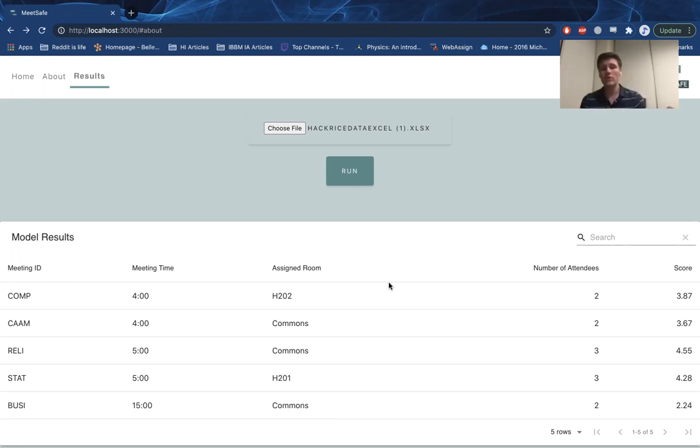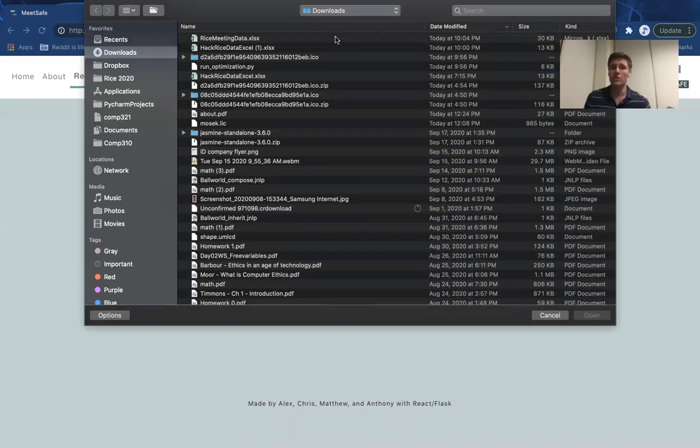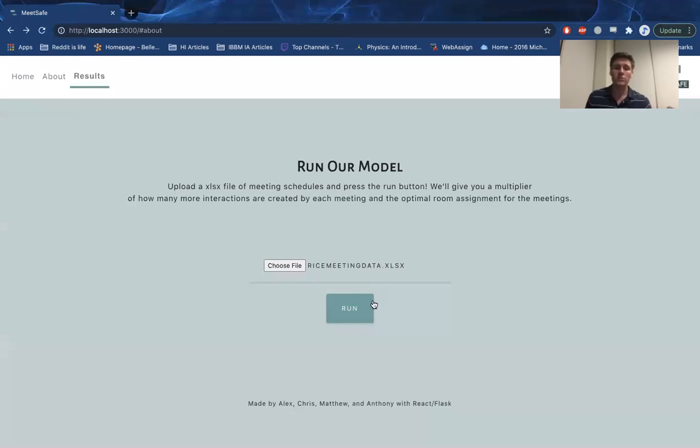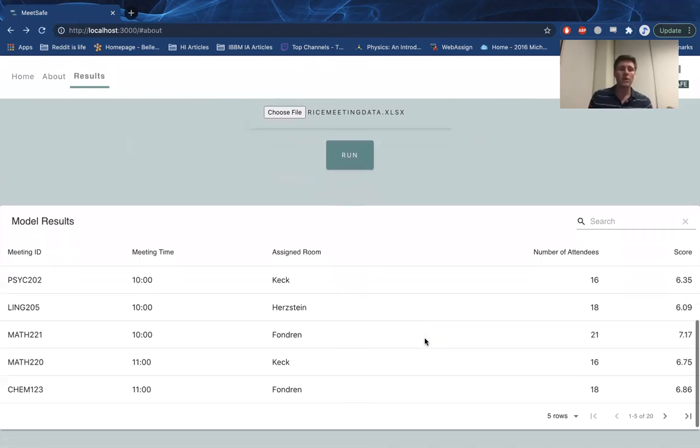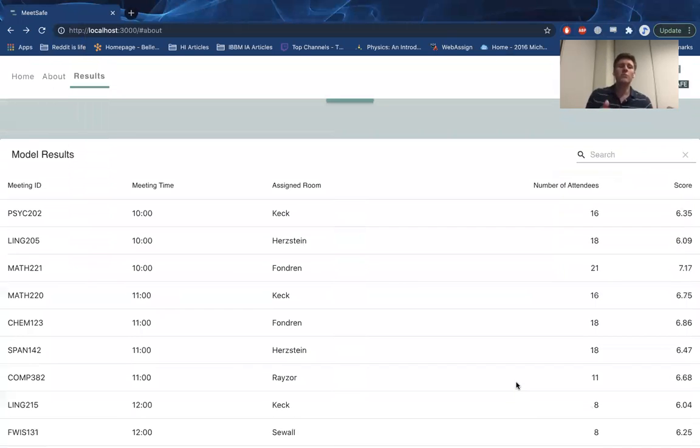So we'd now like to run our program again with a slightly larger data set, which represents a larger part of Rice's campus. So as we run this, our convex optimization algorithm is going to find the optimal locations to place each of our classes. So as our results come up, you can see that we have a set of 20 classes that we've assigned to different locations. So you can see in the middle, we see the rooms in which each class was assigned. On the left, you can see the class. And then we also have a column identifying the meeting time.